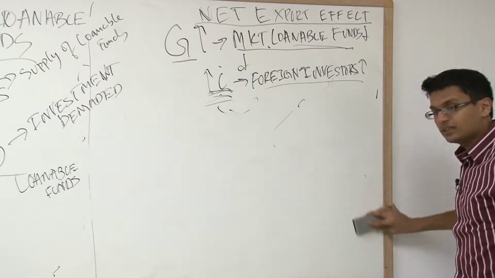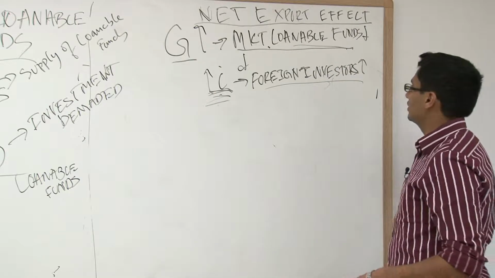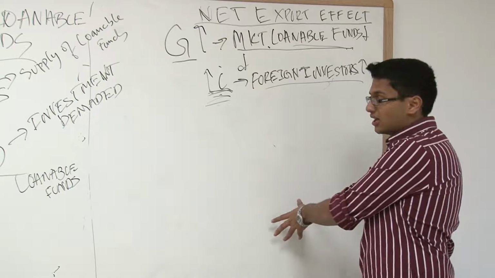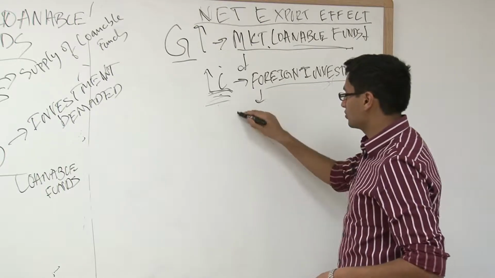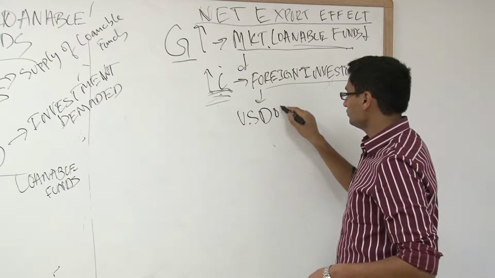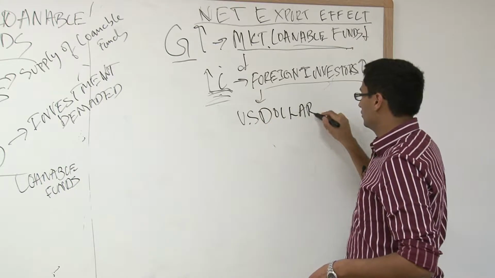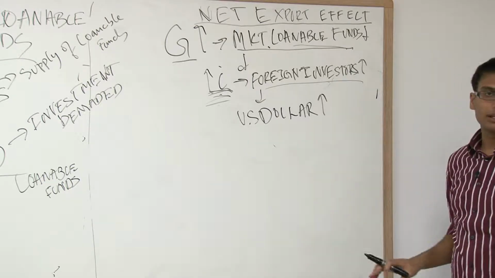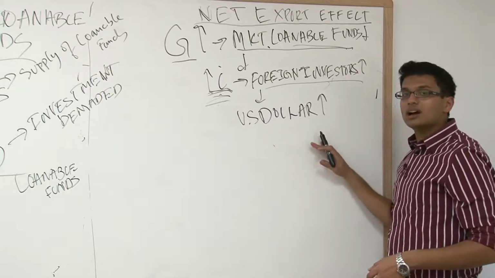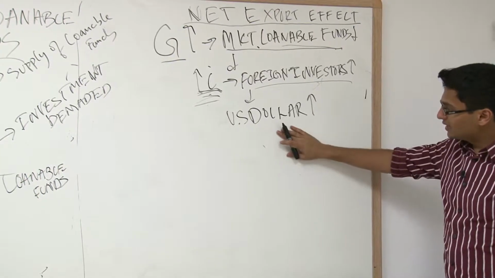Let's continue with that. We have agreed that the foreign investors have gone up, and now I've shown you graphically how the US dollar is stronger. The worth of the US dollar is now stronger because of the foreign investors coming in, because the demand for the US dollar has gone up.